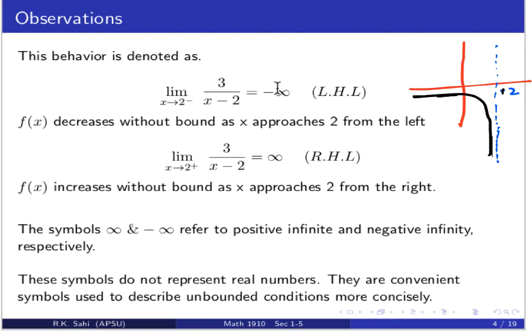Similarly, when we're looking at x approaches 2 from the right-hand side, our graph is increasing without bounds, but it is never going to touch the vertical line x equals 2. That's what we show by infinity. Very important, these symbols, infinity and negative infinity, are not representing real numbers. They are symbols which describe the unbounded conditions more concisely.